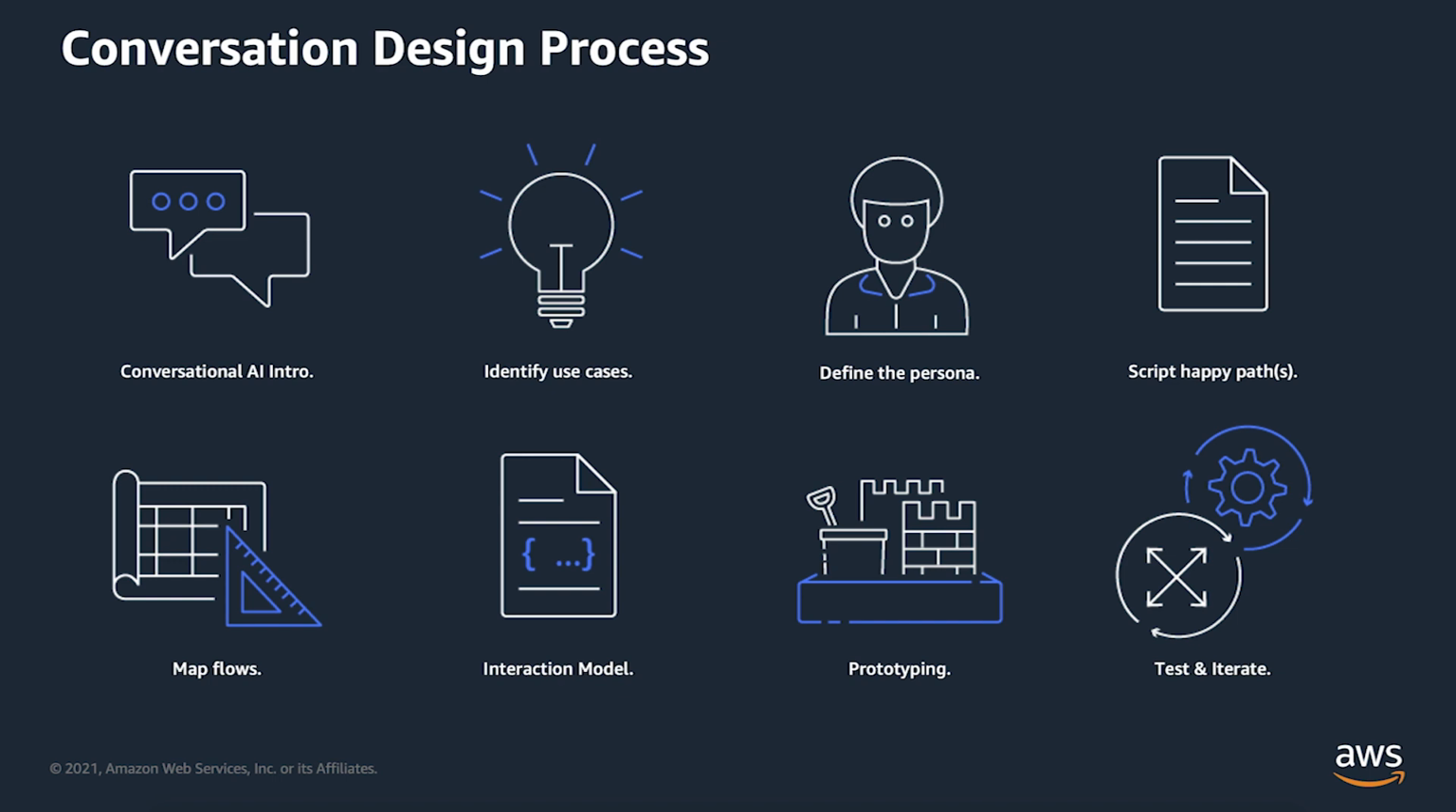So here's an overview of the conversation design process. Right now we're at step 1, beginning with a conversational AI intro. The next step would be to identify your use cases. So what things do you want your application to be able to do? Then you're going to define the persona. So thinking about what is the persona of your application? Are they friendly? Are they formal? Thinking about all your brand guidelines, and we'll go through that later on in this presentation.